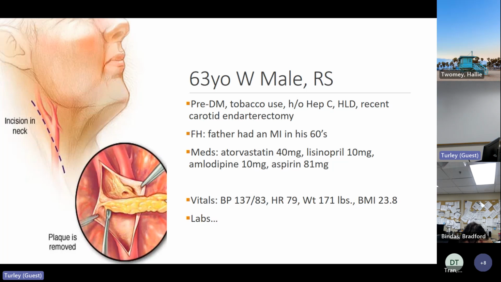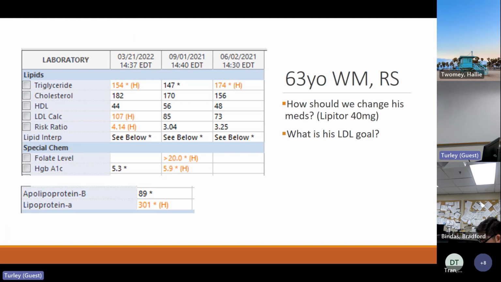He's on 40 milligram atorvastatin, which is a high dose, right? 40 and 80. Lisinopril, amlodipine, aspirin. These are his vitals. And when I did his labs, his LDL was 107. And if you look at the very bottom, his lipoprotein little a was 301.